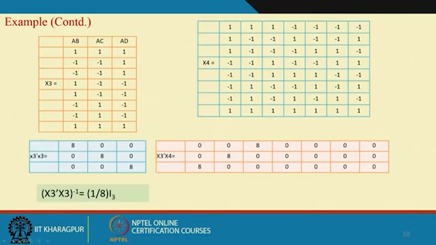Suppose we do it in a different way. Suppose we are interested only in the interaction effects in the first model, and maybe the remaining part is coming under another part.